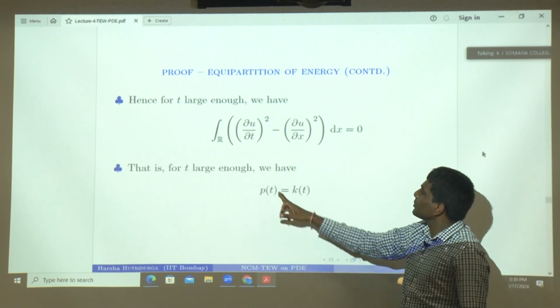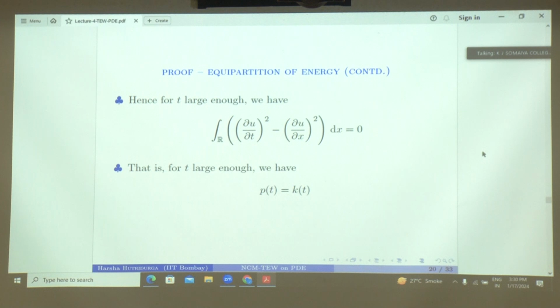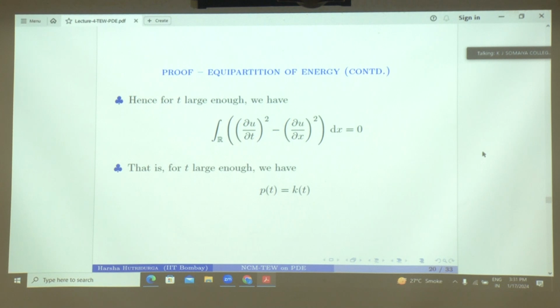And one of them is phi of t, one of them is k of t. So this is a wonderful property called the equipartition of energy, because energy is being partitioned equally at large times. There is nothing spectacular here, it's just calculus and perseverance.